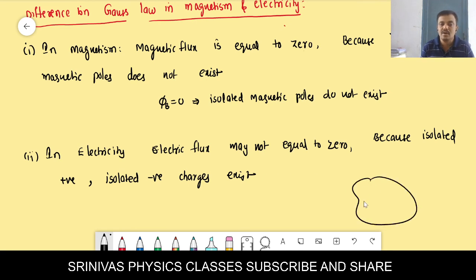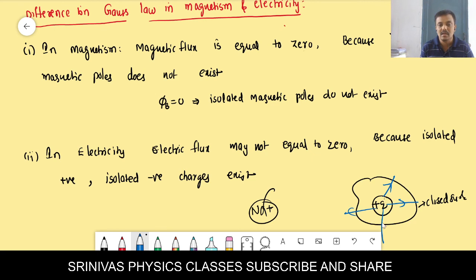You see here, only a positive charge exists. Yes or no? Only a positive charge is available, no need of a negative charge. A proton has only positive charge. For example, any element you take, if you remove one electron, it becomes a positive charge. Taking this closed surface, the lines start from the positive charge and move towards the negative charge. That means however many lines are leaving through the closed surface, that much flux will be there. But in this closed surface, a negative charge may not exist because isolated positive charges exist.